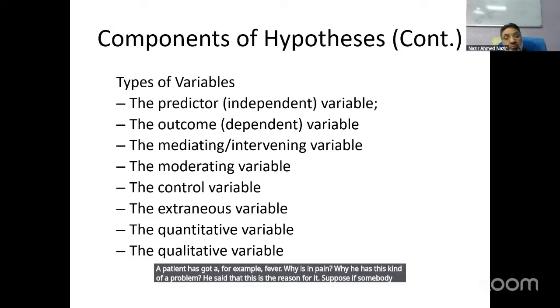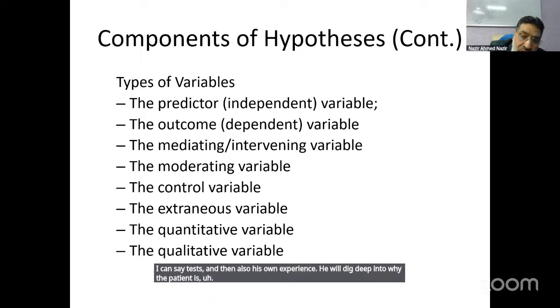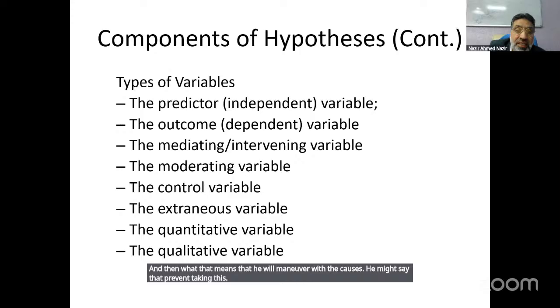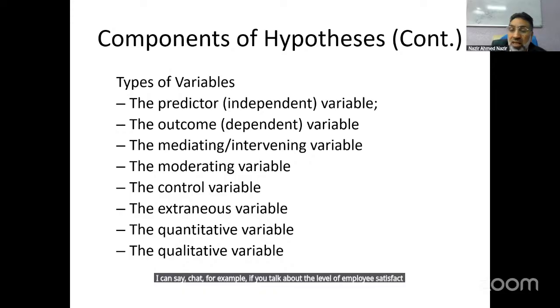Suppose, again, we move back to the same issue of an upset stomach. If somebody's stomach is getting upset, a doctor would suggest some tests, and then also use his own experience. He will dig deep into why the patient's stomach is feeling upset now and then. That means he will maneuver with the causes. He might say prevent taking this, prevent taking that. So that is what you can maneuver with, because this is the kind of variable which is very interesting for a researcher, and he can tamper with it in order to check. For example, if we talk about the level of employee satisfaction, we can check it, we can improve it.